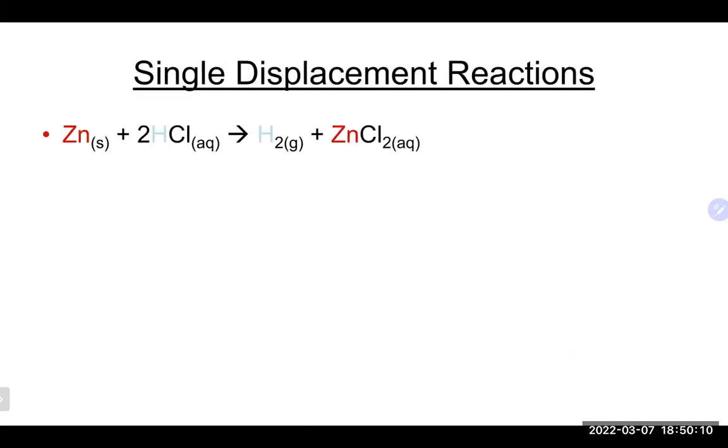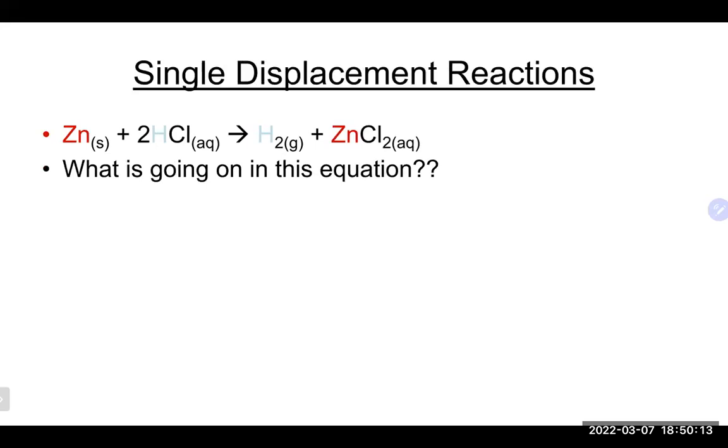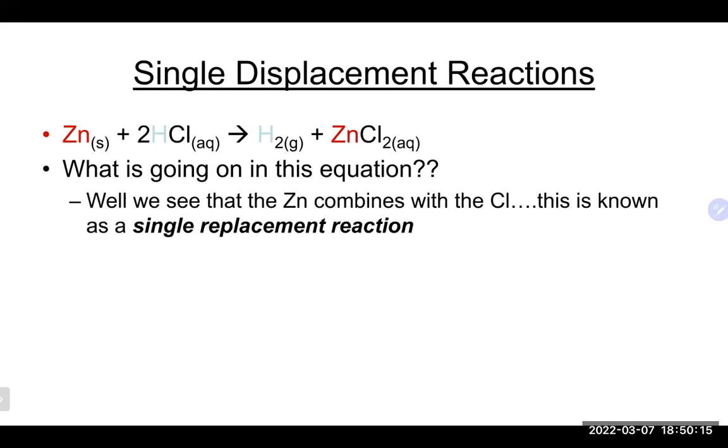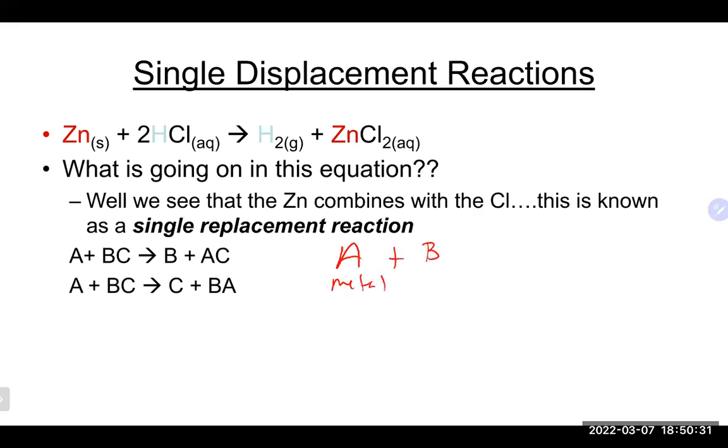Another type of classification is a single displacement reaction, or single replacement reaction. Sometimes people call it either way. In a single replacement reaction, we basically have two things that could occur. You could have something by itself with no charge, like a metal, and then an ionic compound, so a positive and negative guy. If this is a metal, when it is by itself, it has no charge. But when metals do get charges, they become positively charged.